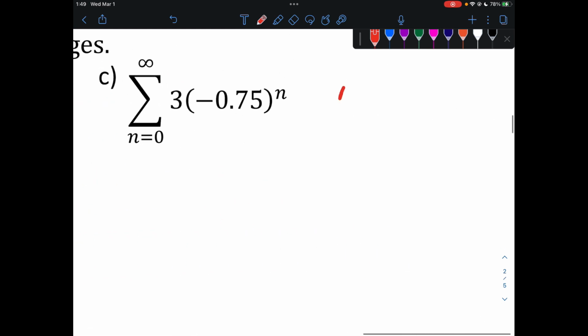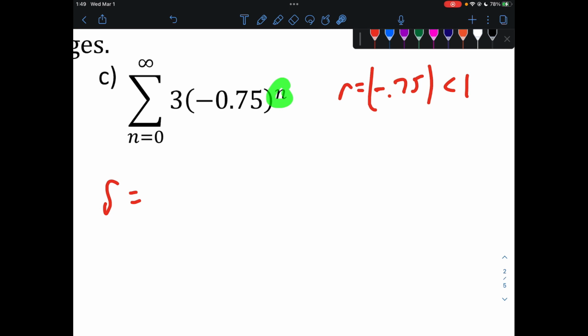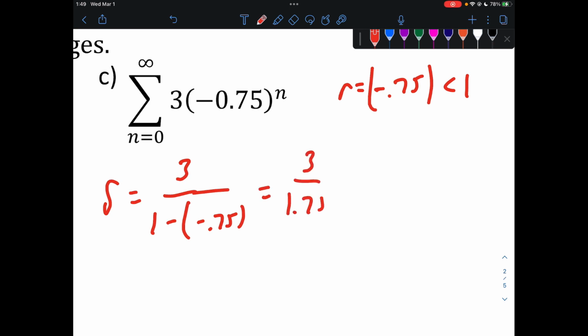C, r here is obviously negative 0.75, whose absolute value is less than 1. So we can find the sum. The sum's going to be the first term. If you put 0 in here, we get 3 times 1, which is 3. So 3 over 1 minus r, where r is negative 0.75. So it's 3 over 1.75, which you can think of as 3 over 7/4. Did I do that right? I think I did that right.